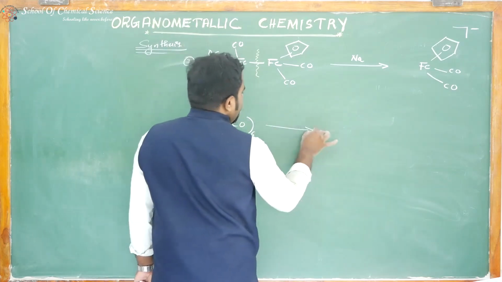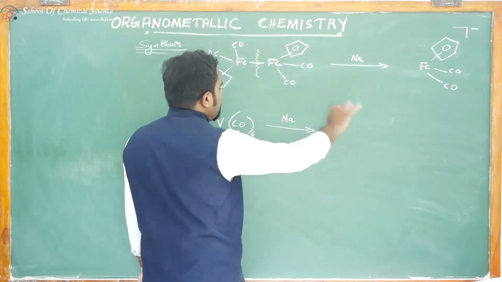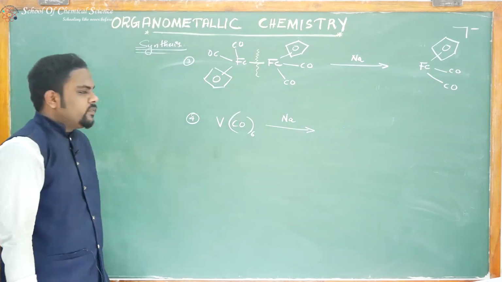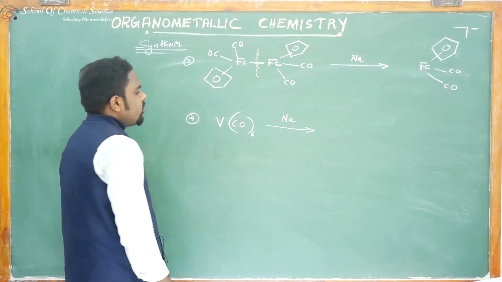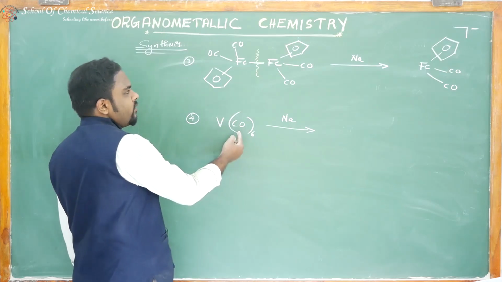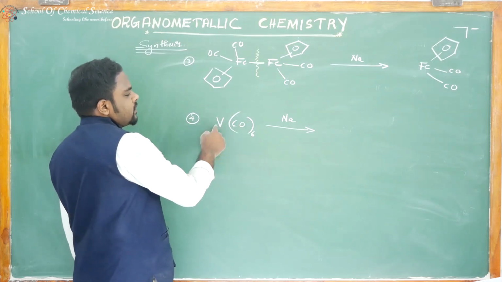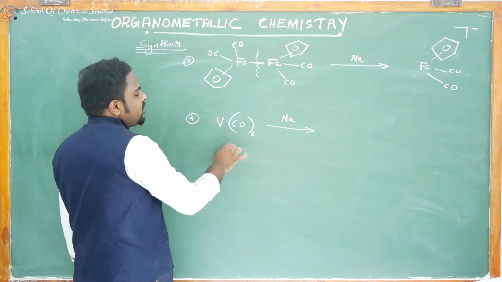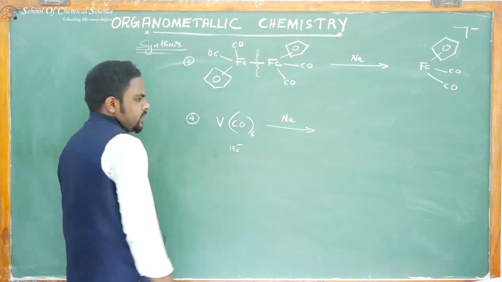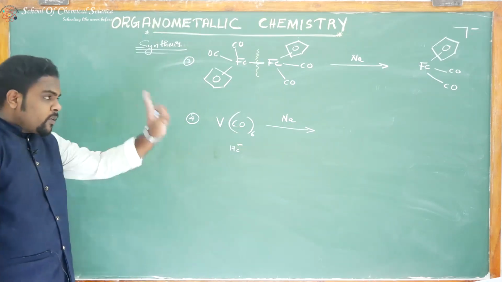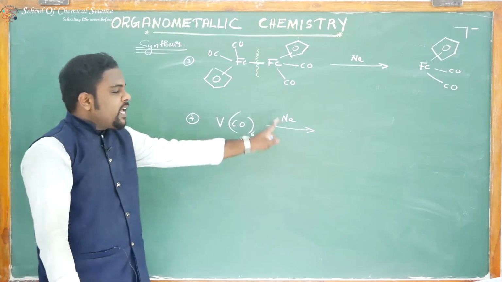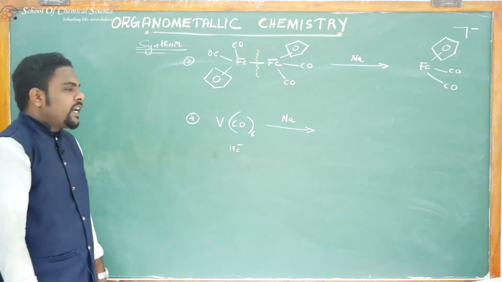VCO6 on reaction with sodium. What is the electron count of vanadium? Scandium, titanium, vanadium. 5 plus 12. This is only a 17 electron species. Not 18 electron, 17. But your product must be 18 electron. Sodium is a reducing agent, it will provide electron.